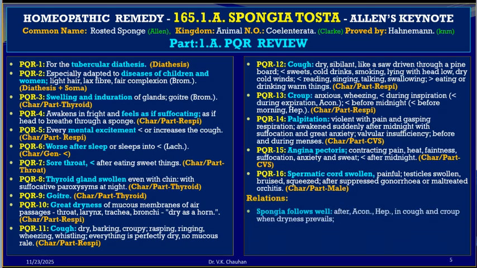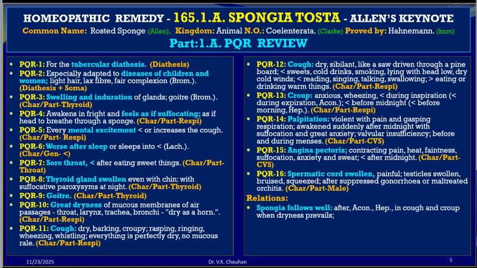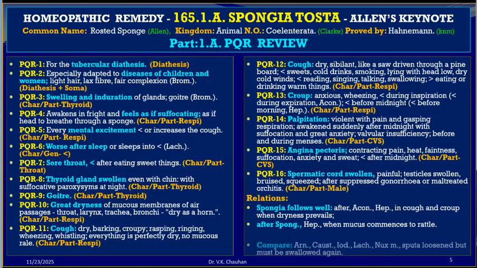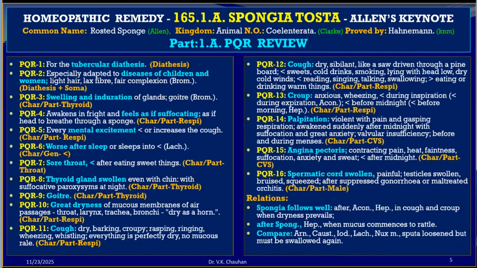Relationship includes, we have Spongia which follows well after Aconite, Hepar sulph in cough and croup when dryness prevails. After Spongia, Hepar sulph when mucus commences to rattle, and again we have to compare Arnica, Causticum, Iodium, Lachesis, Nux moschata when sputum is loosened but must be swallowed again. So this was the text which comes from Allen's Keynotes.